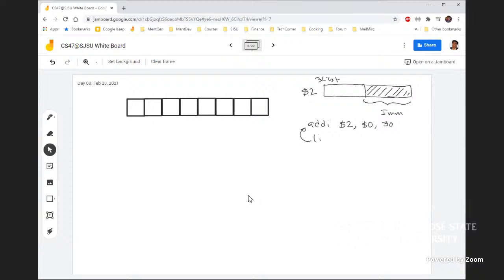Actually, okay. Let me revise something. This is not $2. This is the instruction. Let me draw the register itself. So this is a 32-bit register, $2. And this value, which should be stored as a part of the instruction, will be stored down here. So this part only, the part of the immediate values. So that means my target register can be half filled.